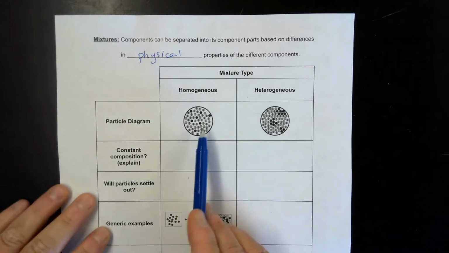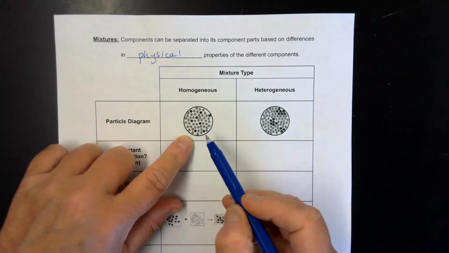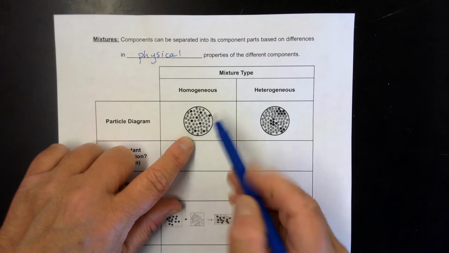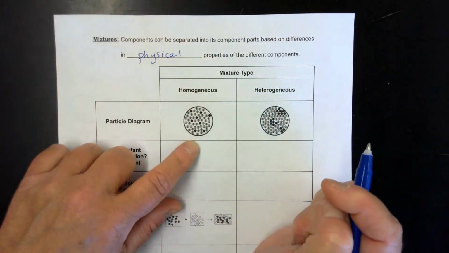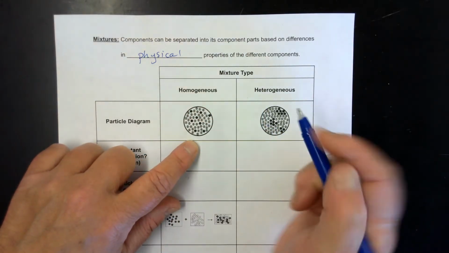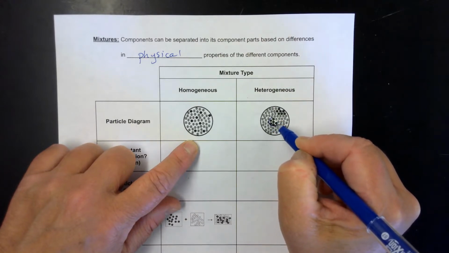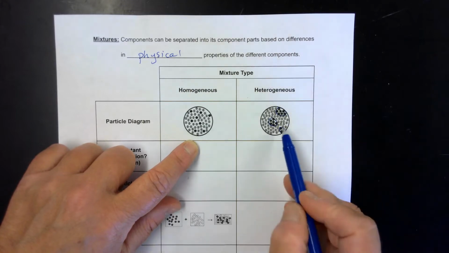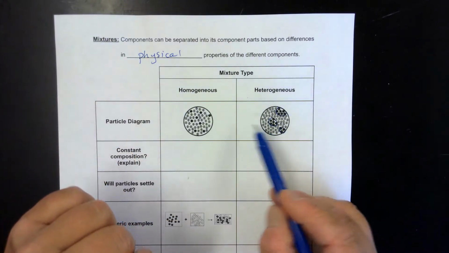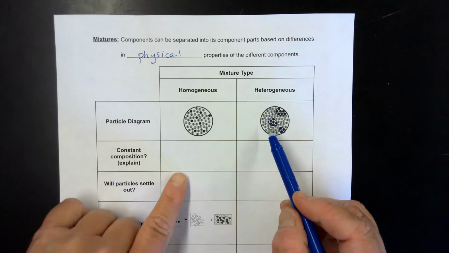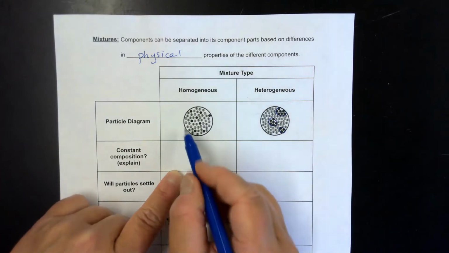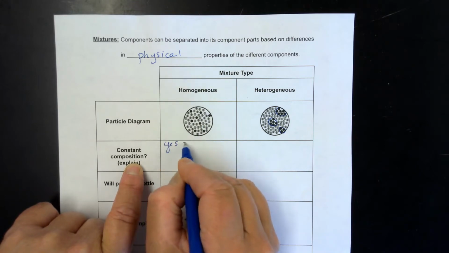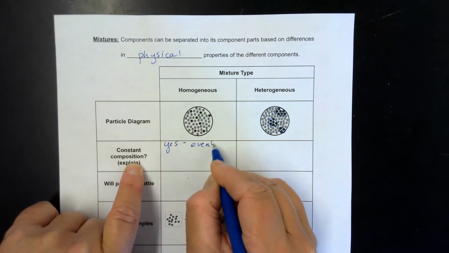So here we have a homogeneous mixture. You can see that there are some of these particles which are a little darker than the others, and these little dark particles are fairly evenly spread out. Here you can see that there's a clump of one type of substance, very different and not uniformly mixed from the rest of it. So homogeneous, is it a constant composition throughout? Yes. It's evenly mixed.